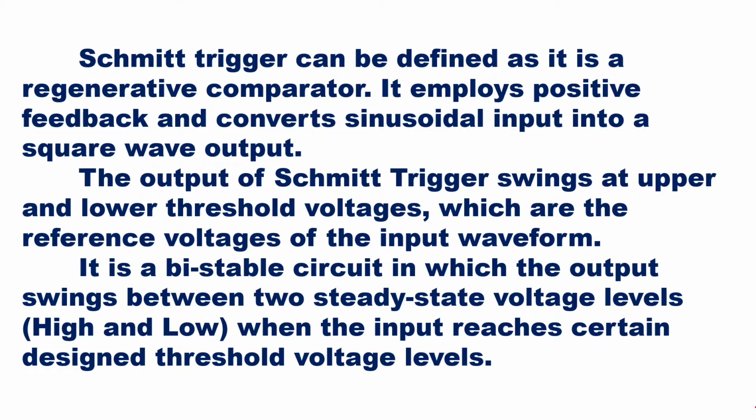The output of the Schmitt trigger swings at upper and lower threshold voltages, which are the reference voltages for the input waveform. It is a bistable circuit in which the output swings between two steady state voltage levels, high and low, when the input reaches certain designed threshold voltages. All these levels, when the output goes to plus V saturation or minus V saturation, depend on the feedback you give from output to input as a reference voltage, the positive feedback.